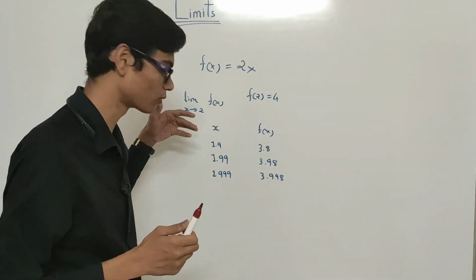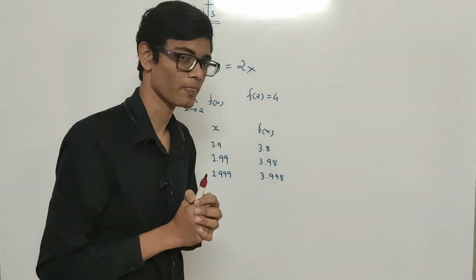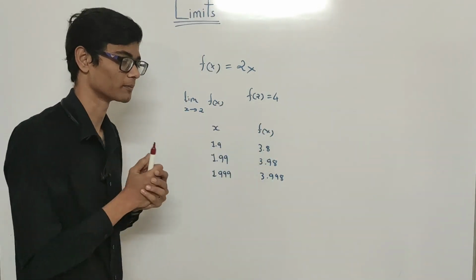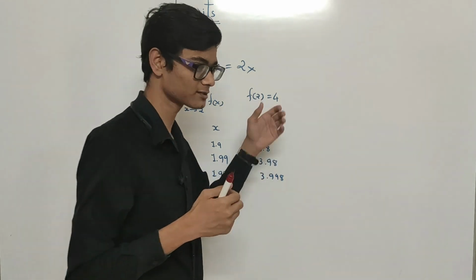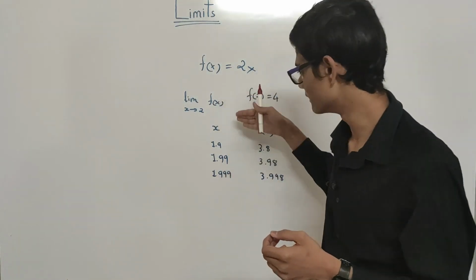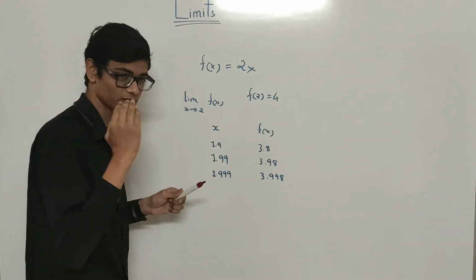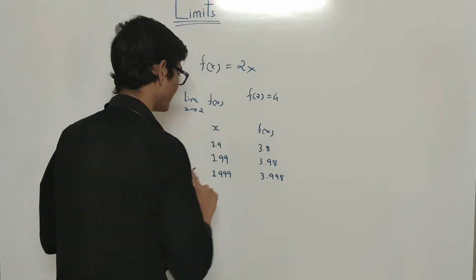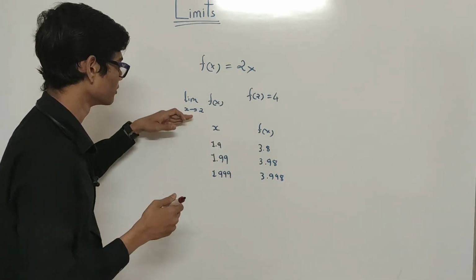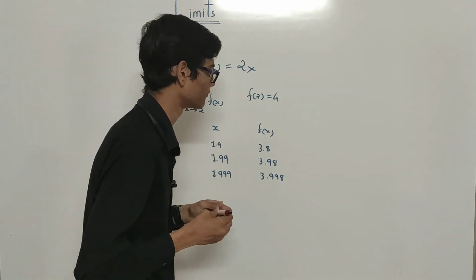If you are making x very close to 2, f of x is going very close to 4. So f of 2 must be 4. This is an assumption, and that's what limit said. That's what limit actually means. Whenever we are going close to 2, what value will f of 2 give?